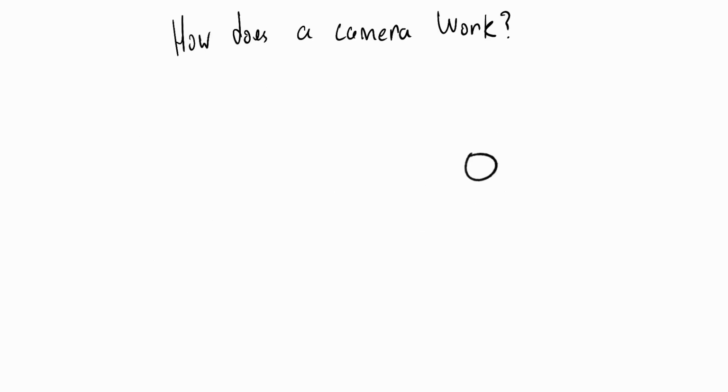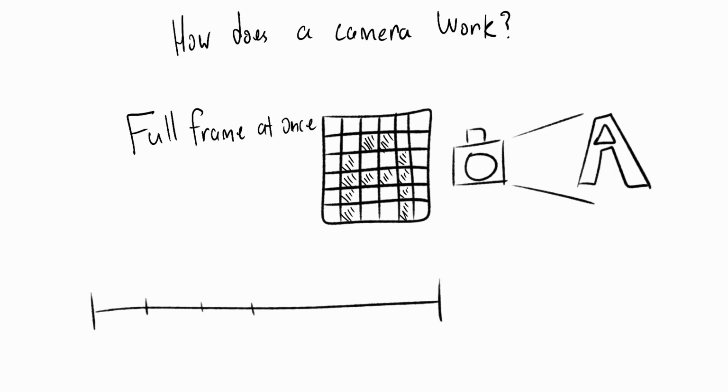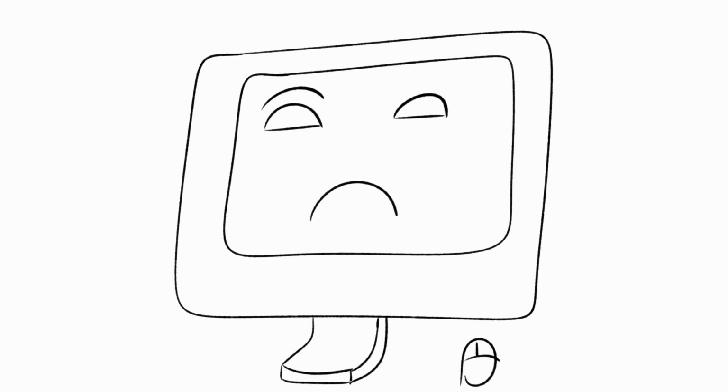A traditional camera, or a frame camera as we'll call it from here on out, works by taking a full frame image at regular intervals. For example, a 1080p camera with an FPS of 30 will take a full frame image every 33.3 milliseconds. For most use cases of a camera, this is perfectly reasonable. However, there are certain problems that become computationally inefficient with a frame camera.